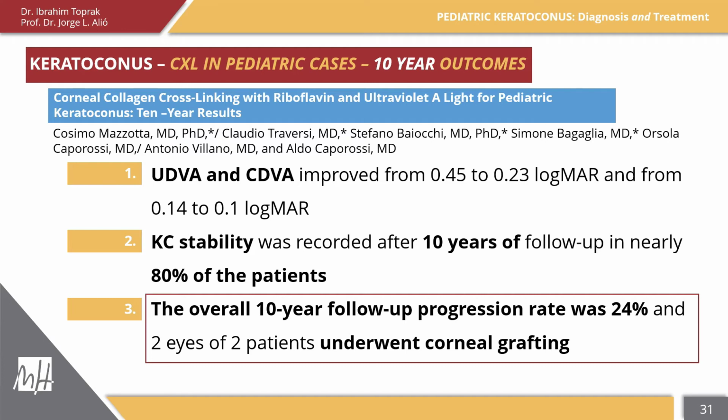Ten-year outcomes of cross-linking treatment in pediatric keratoconus were released. According to this study, corrected and uncorrected distance visual acuity improved. Keratoconus stability was recorded after 10 years in nearly 80% of the patients. The overall 10-year follow-up progression rate was 24%. In their study, 2 eyes of 2 patients underwent corneal grafting.